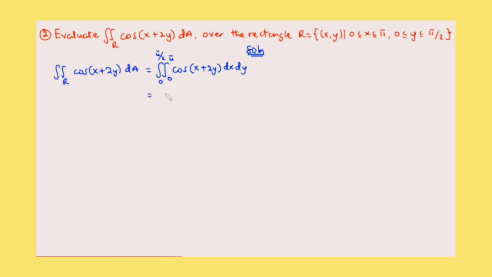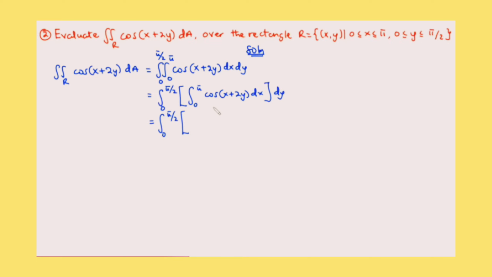So we are going to express this as the integral from 0 to pi/2, and then inside we have the integral from 0 to pi of the function cos(x + 2y) dx multiplying dy. So we are going to perform the operation on x. We are going to integrate this function with respect to x.